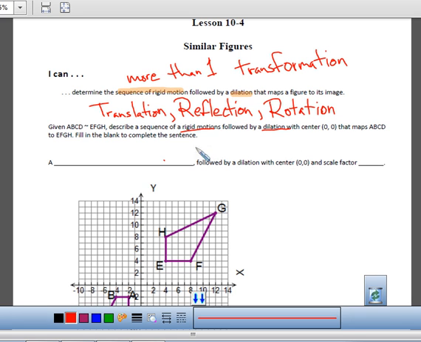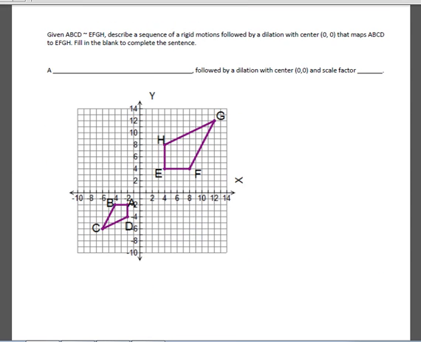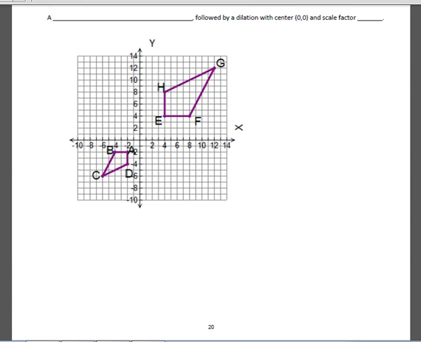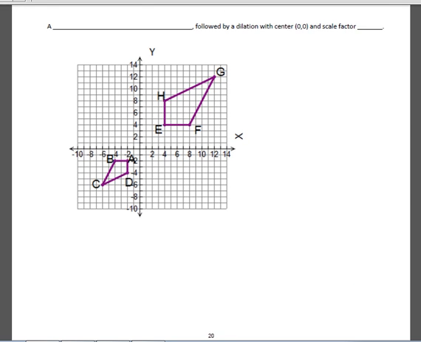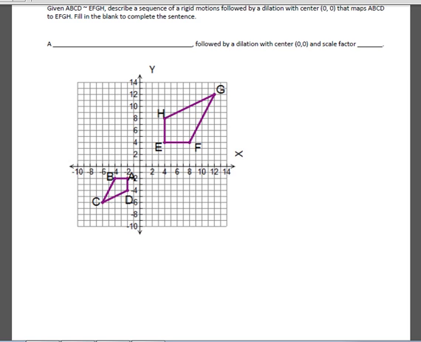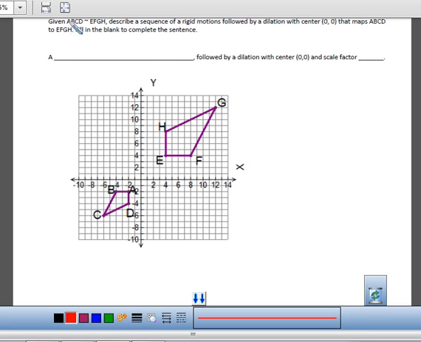Alright, so we're going to fill in the blanks to complete the sentence. A blank followed by a dilation with center 0, 0 and a scale factor of blank. So we've got to find the scale factor and we've got to find which rigid motion it is. I'm going to clear the screen, so pause it if you need to copy. Alright, now looking at this, let me fix my screen a little bit. I want the directions in here. Alright, so A goes with E, B goes with F, C goes with G.